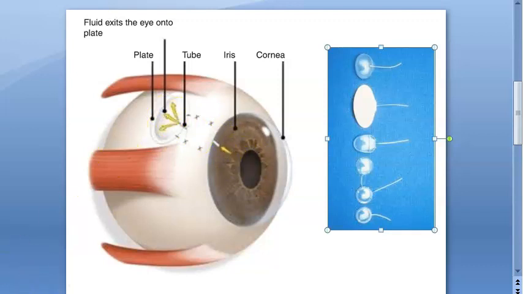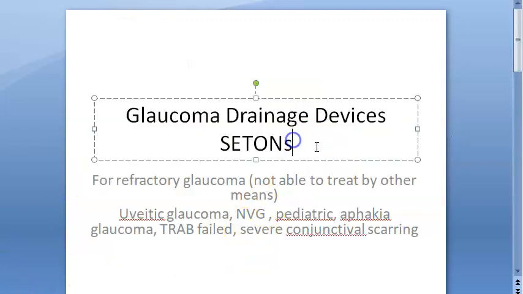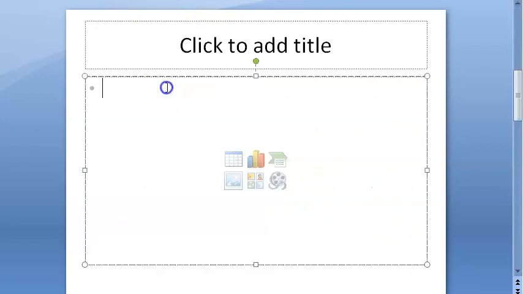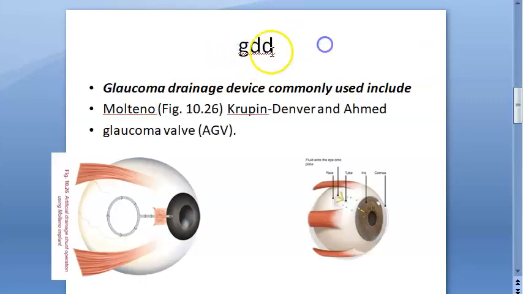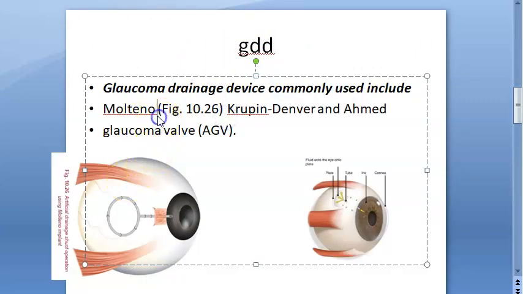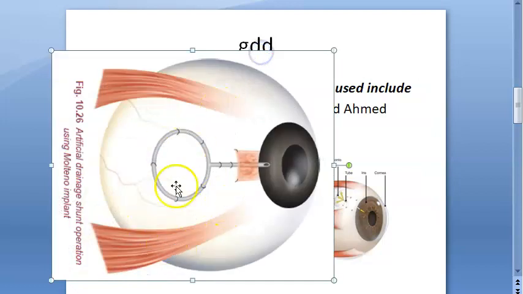So the surgery they are doing here is also called seton surgery. What is it called? Seton surgery. What are we looking at, guys? GDD, that is glaucoma drainage devices. Some common examples they are giving here: Molteno, Krupin, Denver, Ahmed glaucoma valve. Look at this one. This is Molteno, it seems.